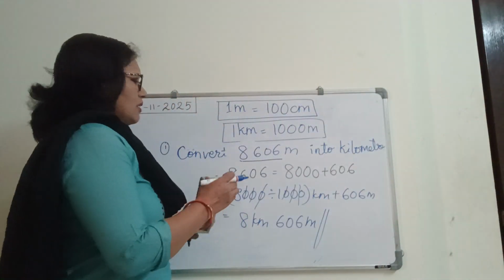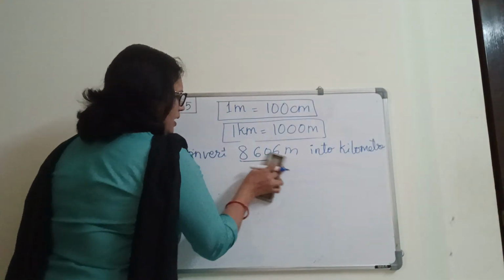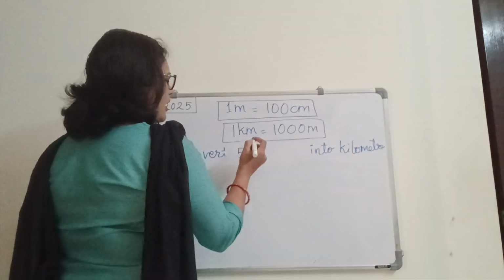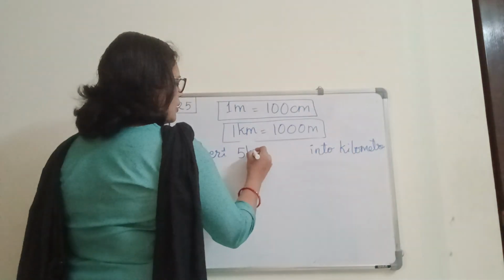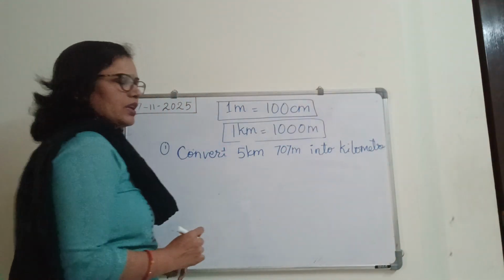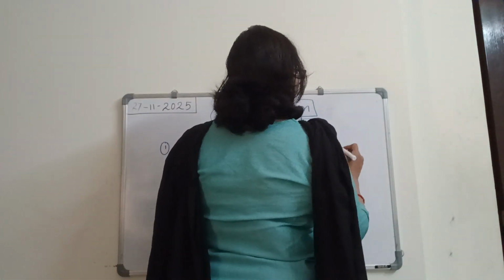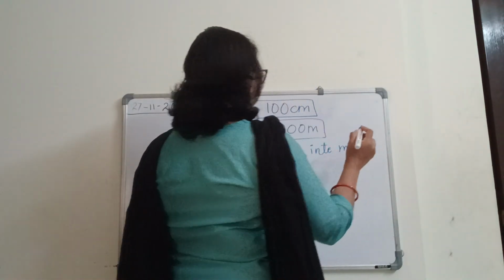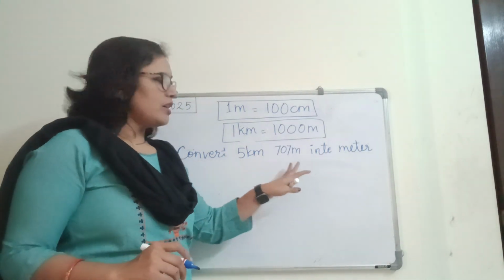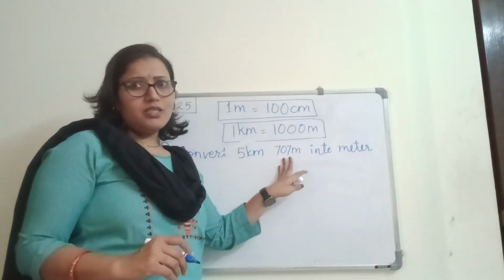The last one we'll see here. Suppose the two numbers are given and the units are not the same. At that time, how to convert? Suppose here 5 kilometer and 707 meter is given, and it asks you to convert into meter only. So here 5 kilometer 707 meter. Here 5 kilometer is the bigger unit and 707 meter is the smaller unit.